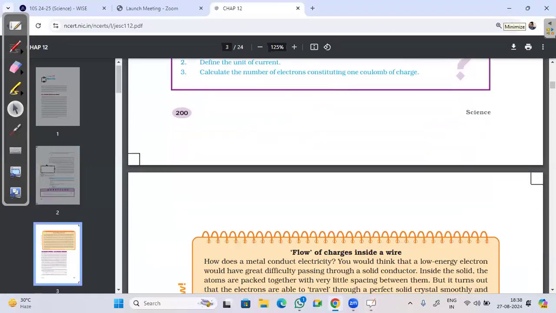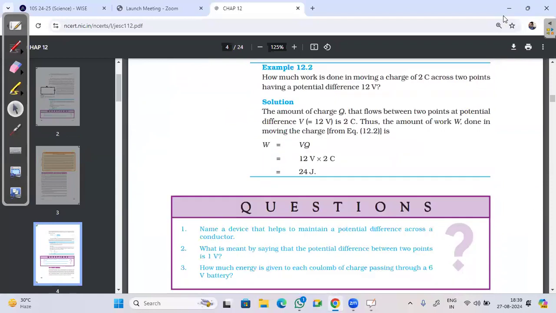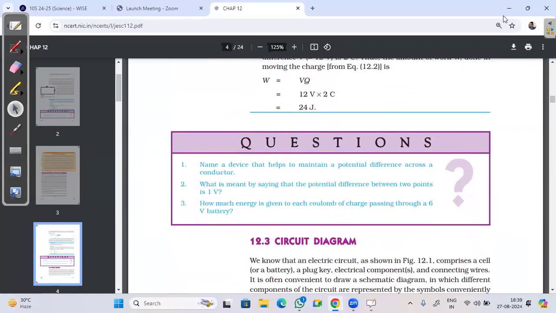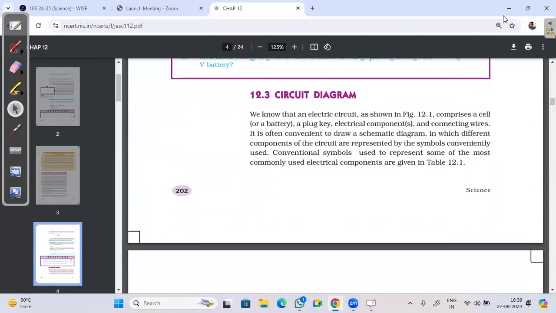Okay, let's see some more questions. Electric potential we have already done. We have already done these questions. Now a circuit diagram. See, a circuit diagram is the symbolic representation of an electric circuit.